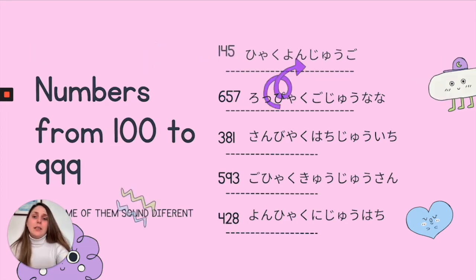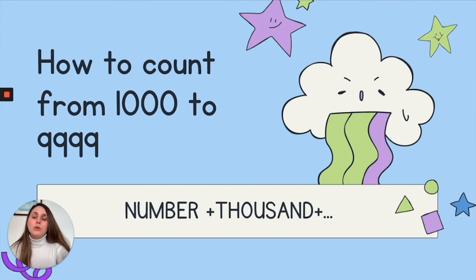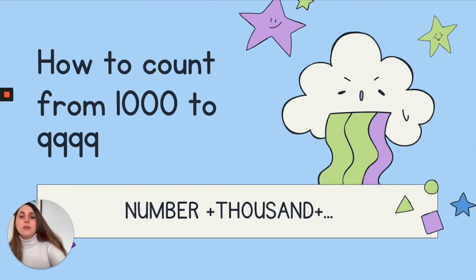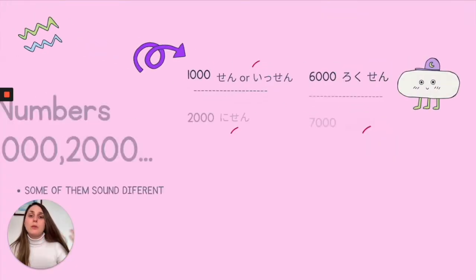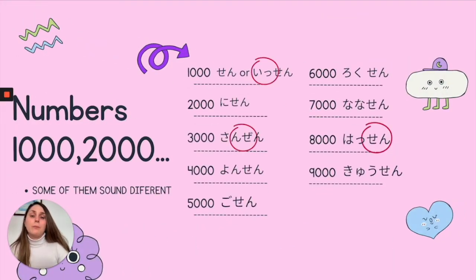That being said, let's go to how to count from 1,000 to 9,000. So again, we say the number and then we say sen. In this case, 1,000 is sen, but yet again, there are a few numbers that are pronounced differently. For example, 1,000, I could say both sen, only sen, or I could say issen. I think issen is more common, that's why I highlighted it, but really you could say sen or issen.